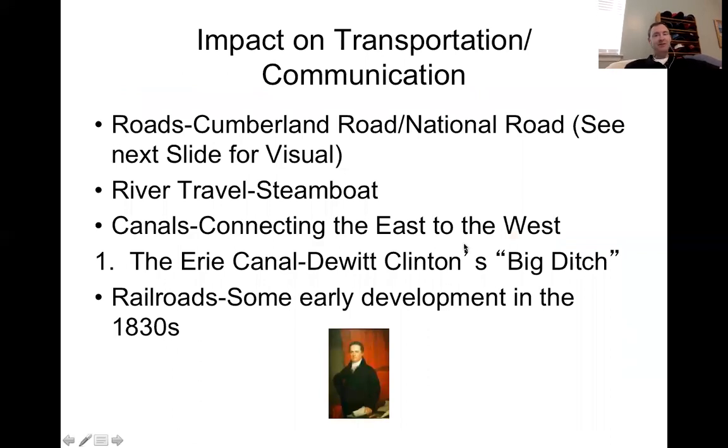Now, as you can imagine, what is not connected as much? The northern states and the western states to the southern states. Again, something to kind of connect. Okay.